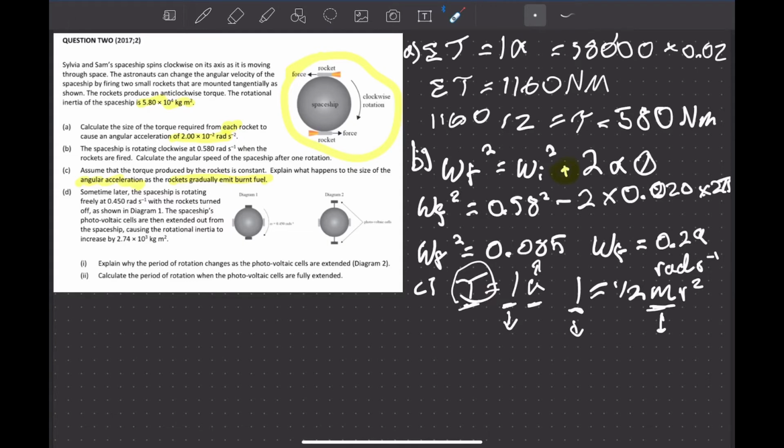Let's have a look at D. So, sometime later, the spaceship is rotating freely at 0.450 rads a second.